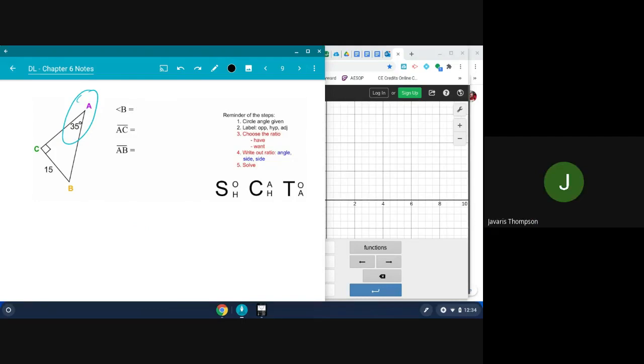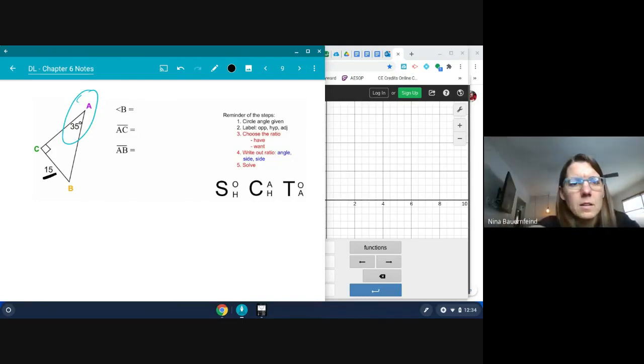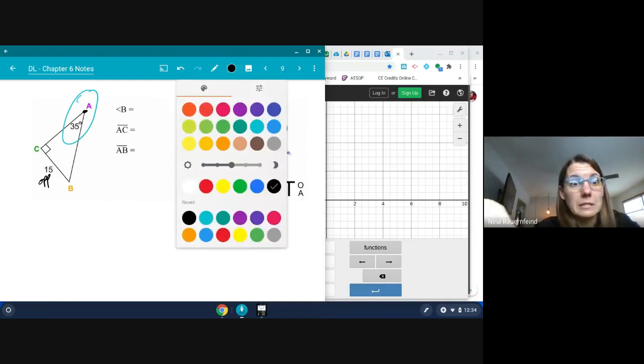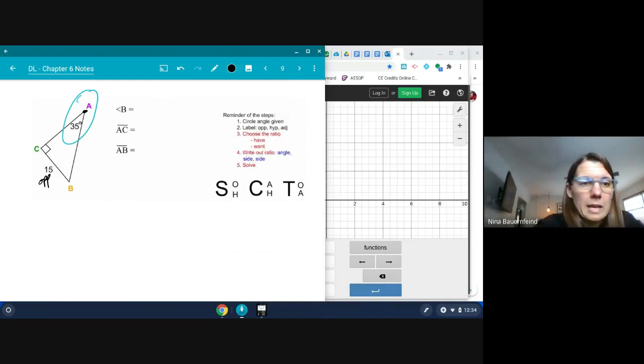Which one? This one. Adjacent. This one is actually the opposite because it's straight across. It doesn't touch the A that we circled. So this will be opposite. This was the part I really struggled with. And then this one points at the hypotenuse. So then this one would be the adjacent.